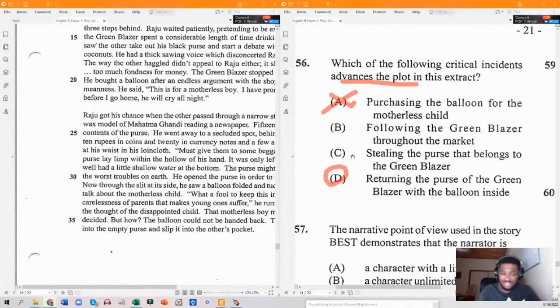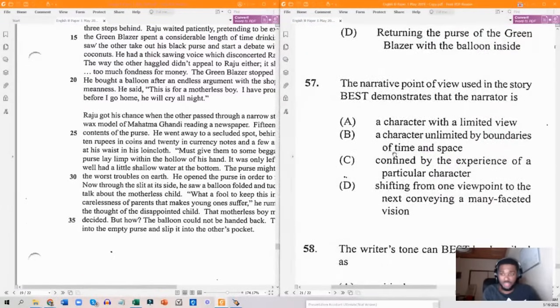Stealing the purse is kind of a significant action, but what about when he returns it? This brings the most advancement to the plot, because even before he actually returns it, when he decides to return the purse, this is where the story gets interesting, and this is where the plot is advanced. The plot is advanced because now he gets caught, and who knows what's going to happen next. So returning the purse, yeah, advances the plot. I think that's a tricky one, but that's my answer for it.